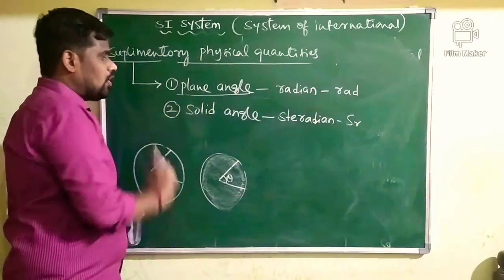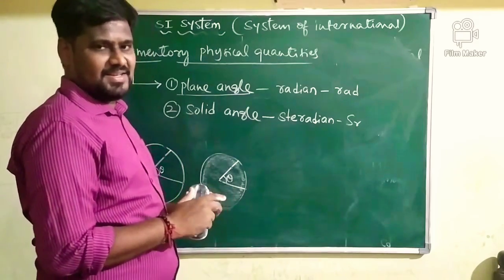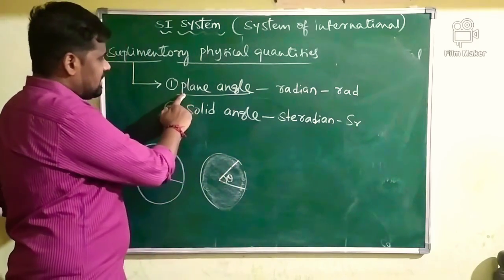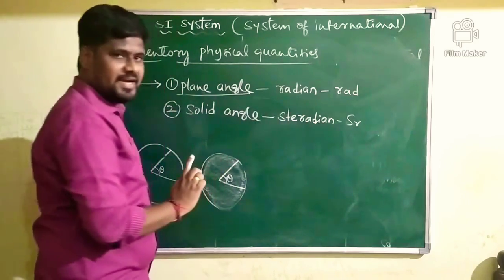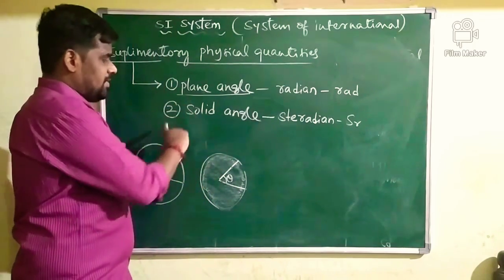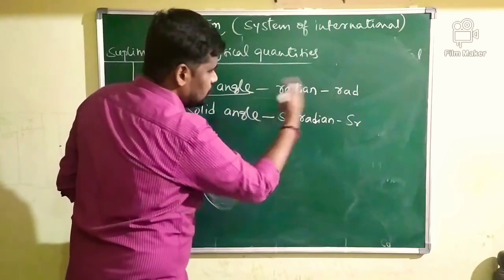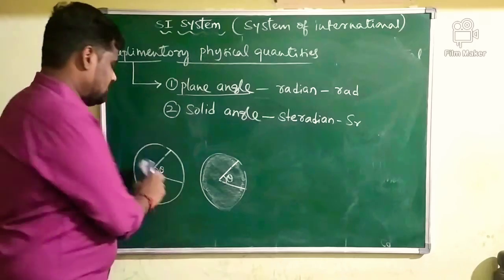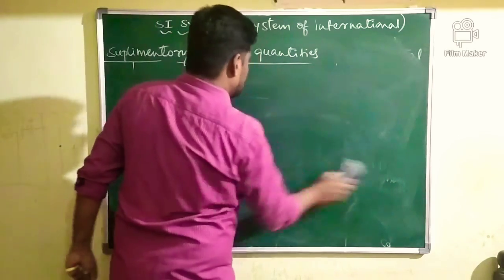Plane angle and solid angle are called supplementary physical quantities. Are you getting my point? Plane angle is the first supplementary physical quantity. Its unit is radian. The second supplementary physical quantity is called solid angle. The solid angle unit is what? Steradian.